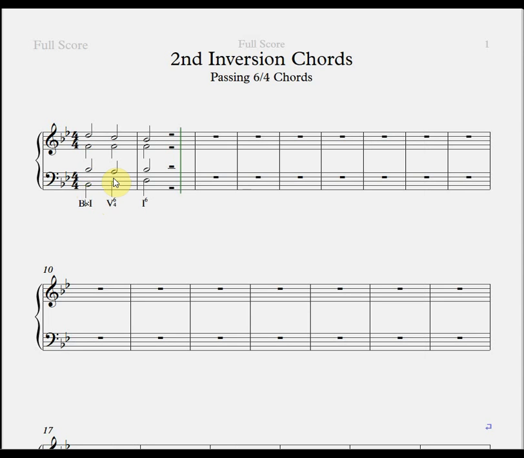To put it in second inversion, we just move the bass note down from the root to the fifth of the chord. And now if we look at the configuration of notes we have the root, the third, and the doubled fifth. Now in a second inversion chord, standard practice is to double the fifth. So this is a perfectly functional second inversion chord here. And now that we've put that in, we have our standard common progression for the passing 6/4 chord.